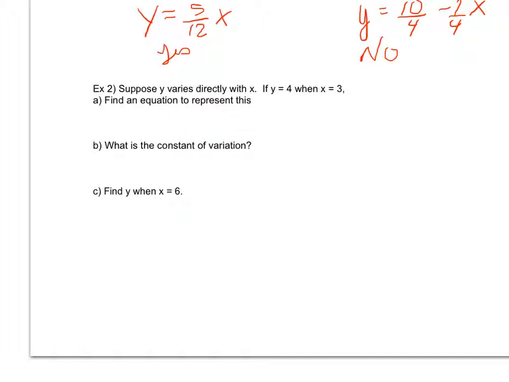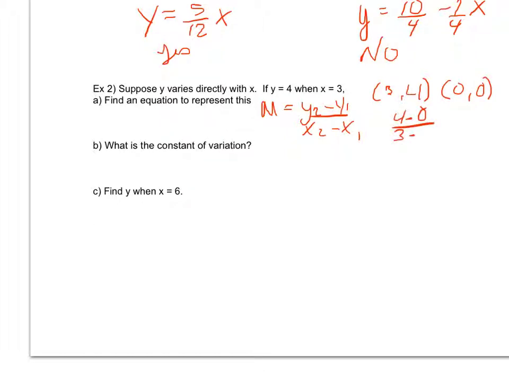To find an equation, I'm going to first find my slope, my constant of variation. So A and B are tied very closely together. I'm going to say m equals y2 minus y1 over x2 minus x1 using my slope formula. How do I use my slope formula when I'm only given the point (3, 4)? Well, as soon as I'm told that it varies directly, I know that I also have the point (0, 0). So I'm going to say 4 minus 0 over 3 minus 0 equals 4/3.